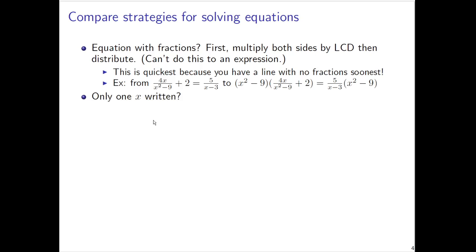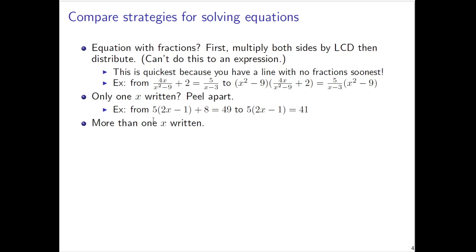Now let's say you only have one copy of the variable written, then peel apart. Undo the last thing that occurred, right? So for example, in 5 times quantity 2x minus 1, close parentheses, plus 8 equals 49. The last thing that happened to x is that plus 8, so undo plus 8 by subtracting 8 on both sides. What if you have more than one x written?